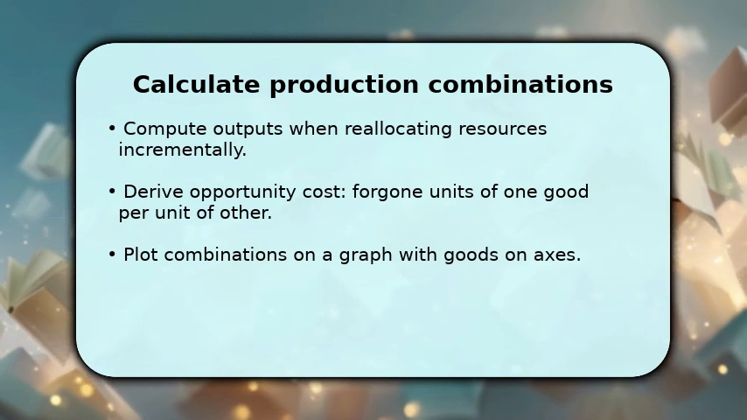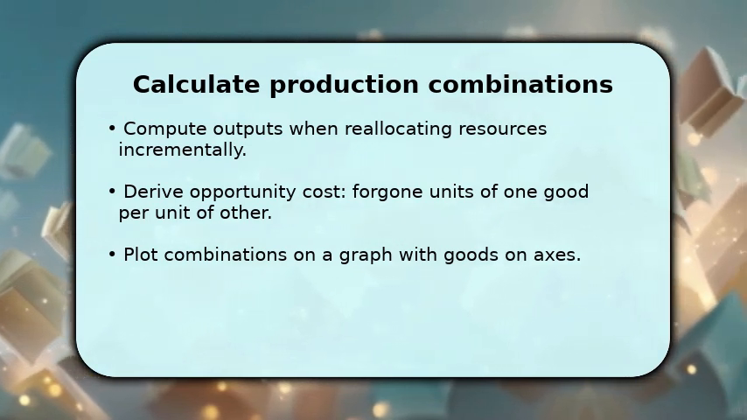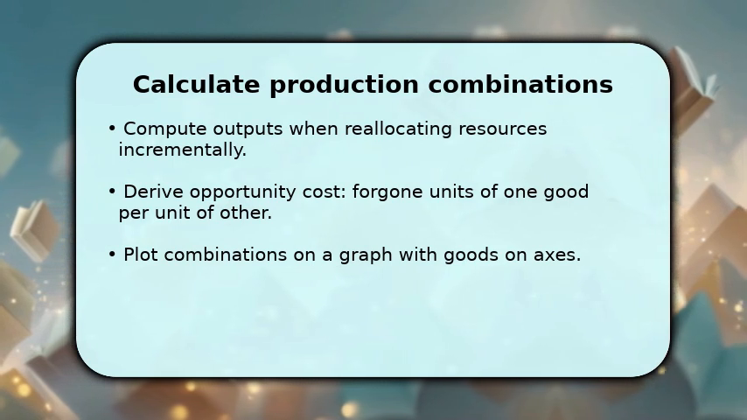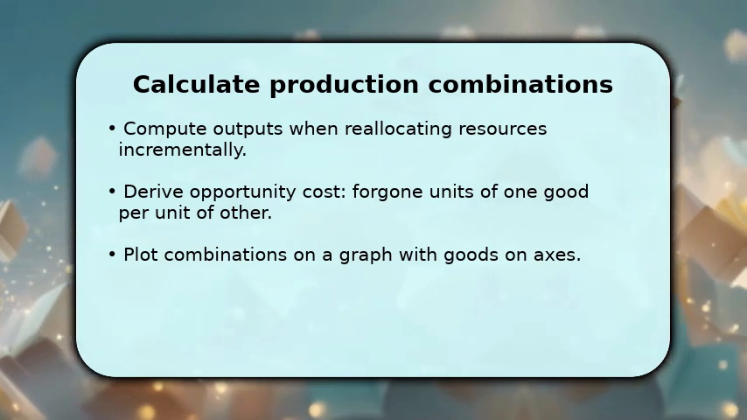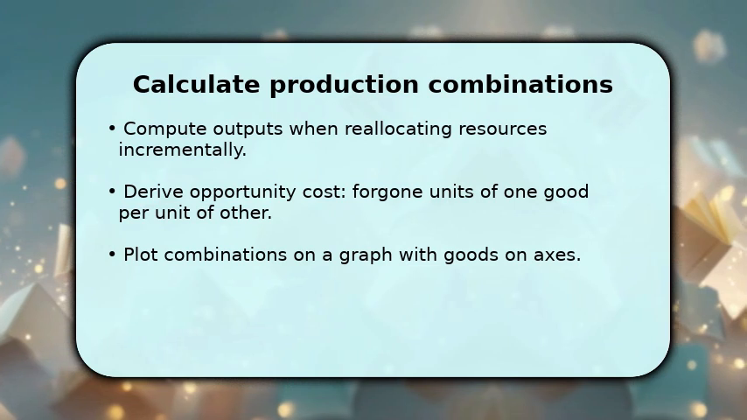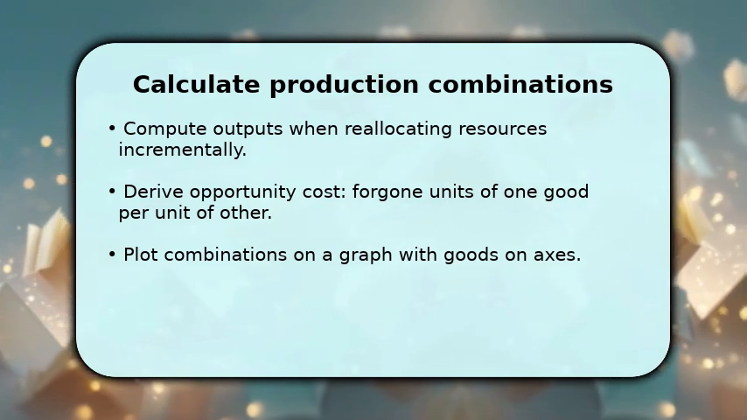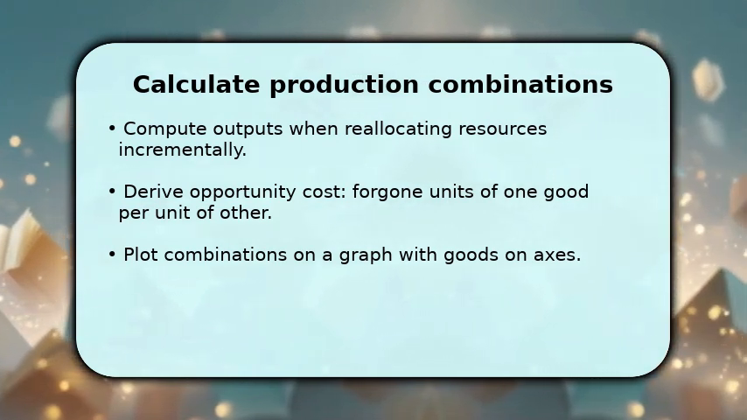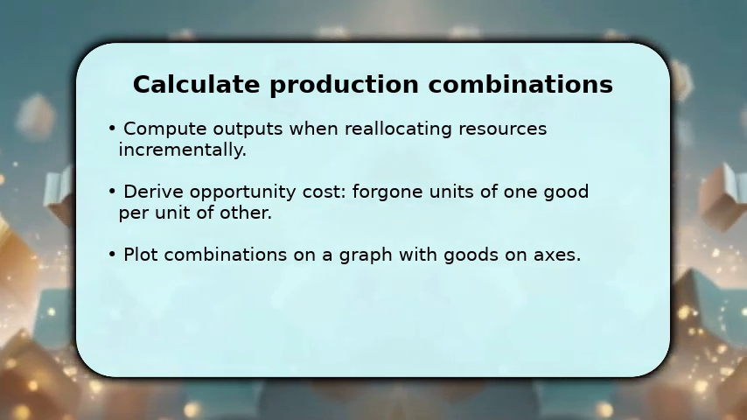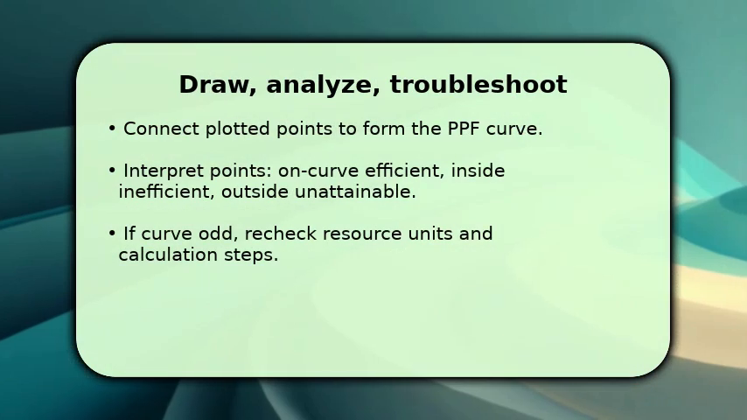Once you have several combinations, plot points with one good on the horizontal axis and the other on the vertical axis. Connect them smoothly. The curve slope reflects changing opportunity costs and efficient trade-offs. Finish by drawing a smooth curve through your plotted production points to reveal the Production Possibilities Frontier.